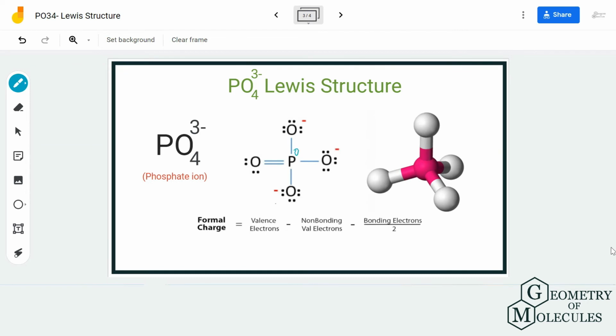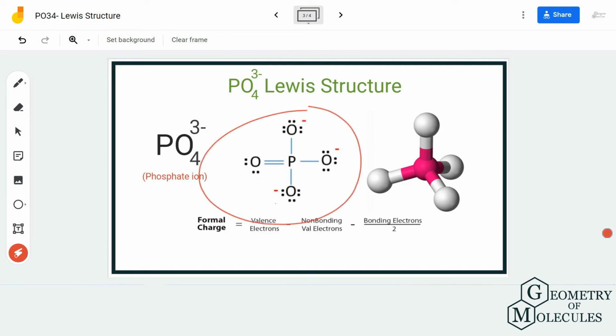The oxygen that is forming a double bond with phosphorus will also have a formal charge of 0, and the rest of the oxygens that are forming single bonds with phosphorus atom will have a charge of -1. So in total we have a charge of -3, which is fine because we already have a -3 charge over here. And now this is the Lewis structure of PO4 3-, as these 3 oxygen atoms have -1 charge and both this oxygen and the phosphorus atom have 0 formal charges. So this is the Lewis structure for PO4 3-.